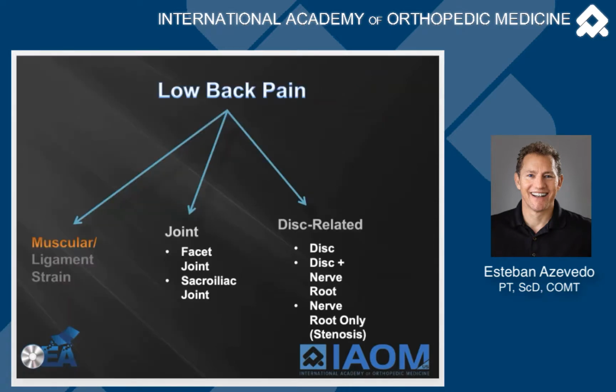And when you have low back and or leg pain, it can be a muscular strain or a ligament strain. It could be a joint arthritis or inflammation. And the joints of the spine are called facet joints. In the pelvis are called your sacroiliac joint. Or you can have some kind of disc-related disorder. So what that means is you can have the disc itself causing pain. The disc can be bulging onto a nerve root, causing that radicular pain that we talked about.